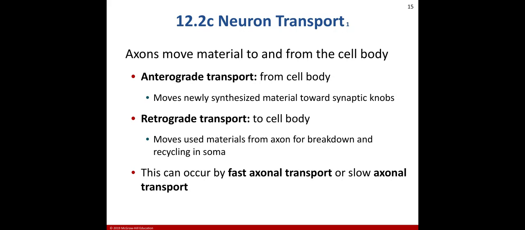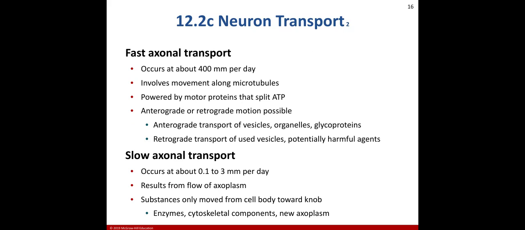And this does happen by fast transport or slow transport. Fast transport is fast, okay? It's happening at about 400 millimeters a day. Like we can actually measure how far a substance is moving. It requires microtubules. There are going to be motor proteins that use ATP. And with this fast transport, either away, that is anterograde, or to the cell body is possible. Okay. And if it is away, anterograde, then we're going to move things like vesicles, organelles, glycoproteins. We can also have any sort of used up vesicles and anything that might be harmful.